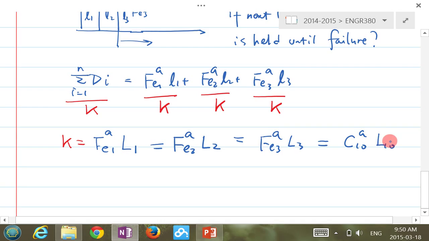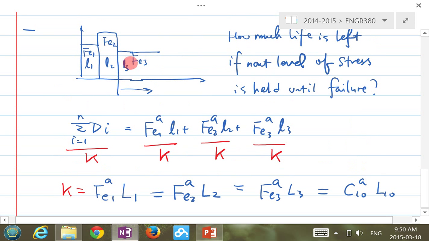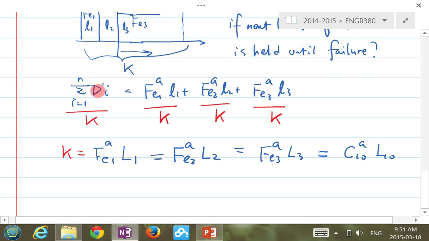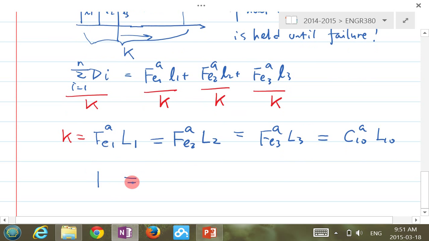So then we go back to this equation. The situation I'm looking for is that I'm going to subject this bearing to FE3 for as long as it could, until the end of the life. So at the end of the life, you add them up, and the total is the full damage K. We want this quantity to reach the full damage. In other words, if it reaches full damage, then the whole left side will be 1.